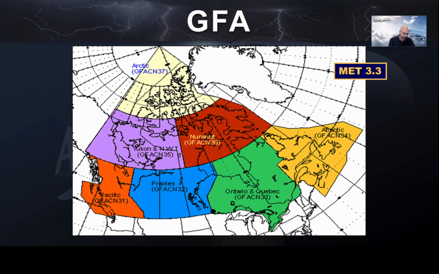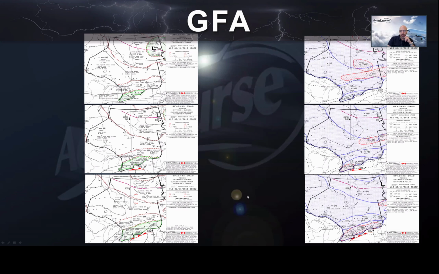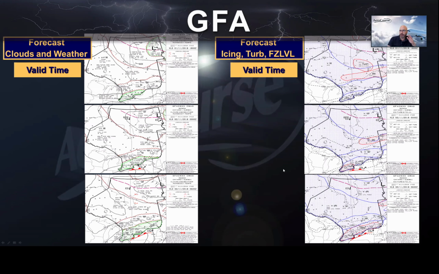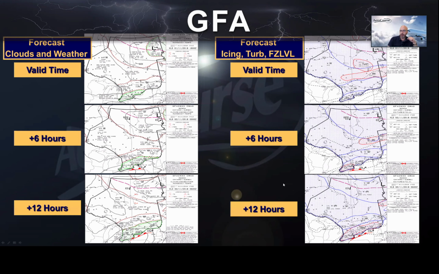Now we'll talk about GFAs. GFAs are issued as a group of 6, and they are to cover the entire forecast period. So when you get a package of GFAs, they'll all be sent out at the exact same time, and you'll get 3 clouds and weather, and you'll get 3 icing and turbulence. First 2 are at the time they're issued, or at least close to it. Then you'll have +6, and then +12 hours. So they're valid at 6-hour spacing.